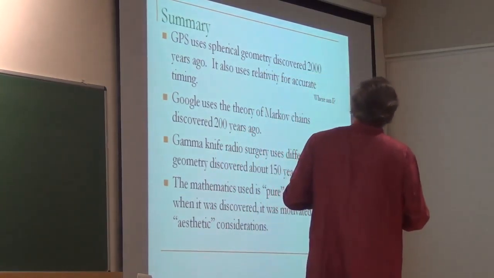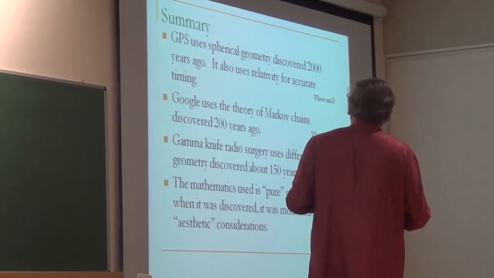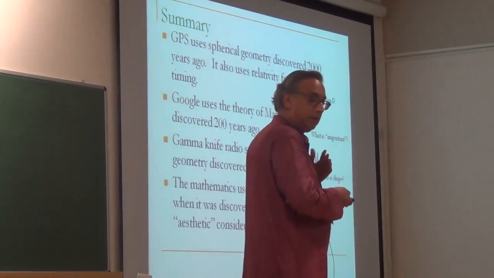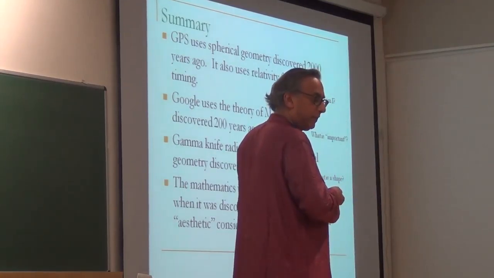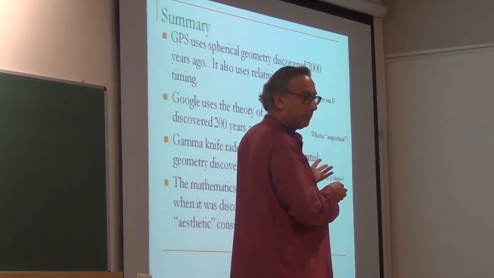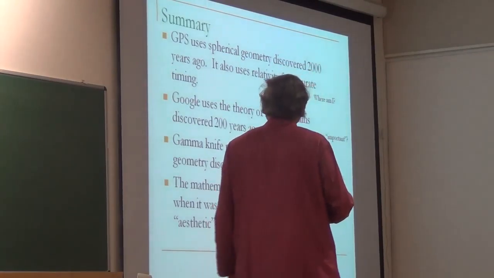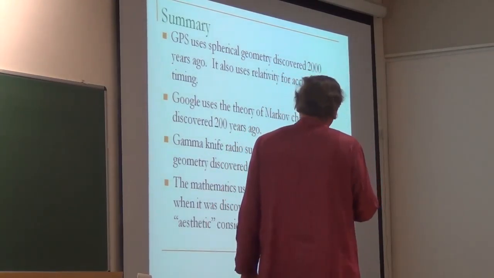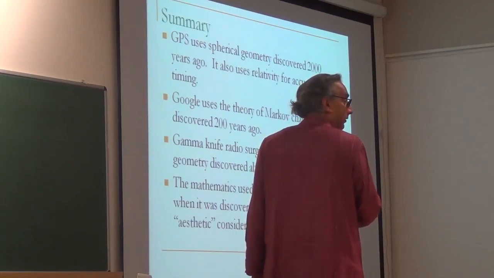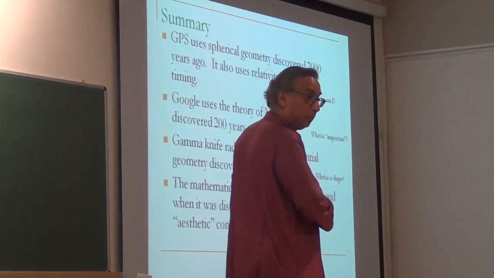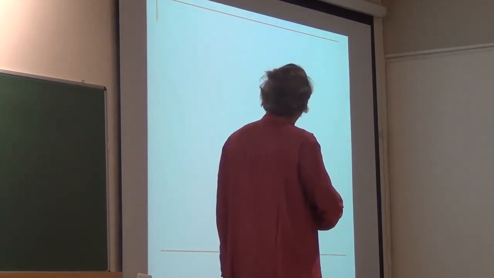Where am I is the first question. What is important is the second question. What is the shape? So these three questions, difficult as they are, were answered mathematically. And indeed, there's room for what is important. You can try to redefine what is important, and therefore perhaps refine movement. There's a lot of work to be done there.